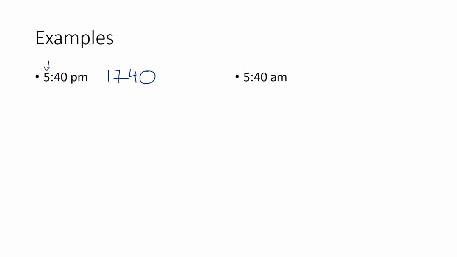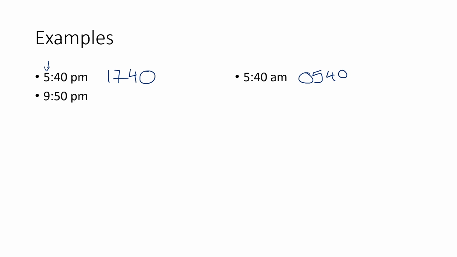Now what if it was 5:40 in the morning, 5:40 AM? Well, this we're going to write 05 for our hour and 40 for the minute. Remember, four numbers, always four numbers in 24-hour time. And we don't need to put AM because our hour is less than 13. We know that we're in the morning.